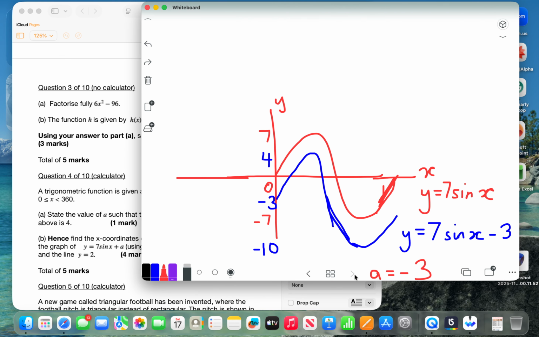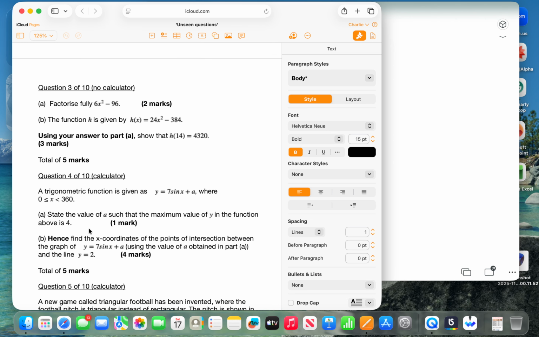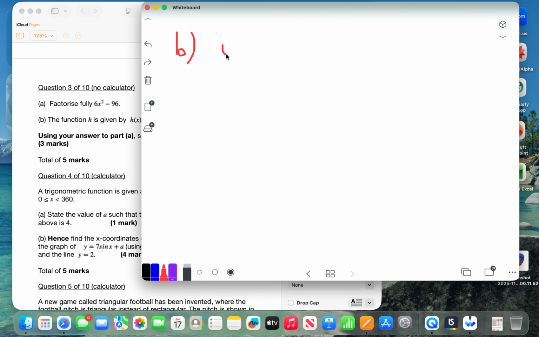And let's have a look at part B. We said, hence find the x coordinates of the points of intersection between the graph of y equals 7 sine x plus a and the line y equals 2. So let's start off by writing the equation with the value of a that we found substituted. And we have y equals 2.